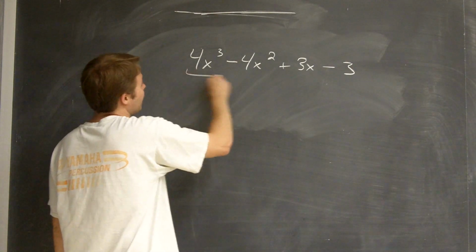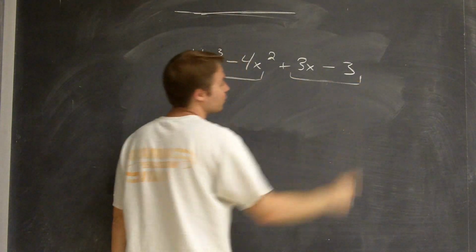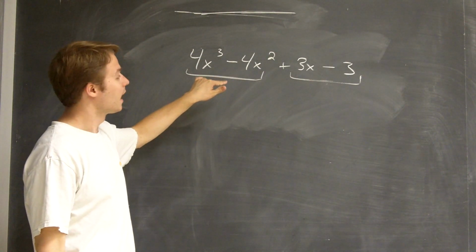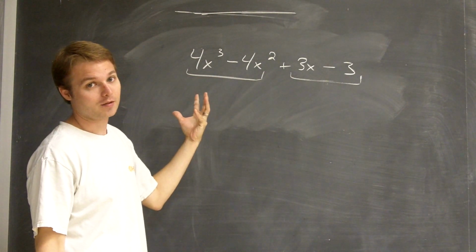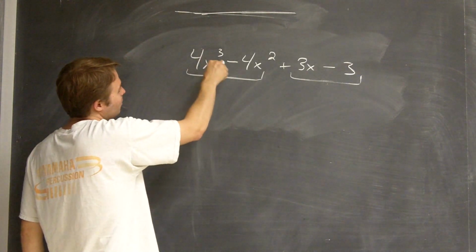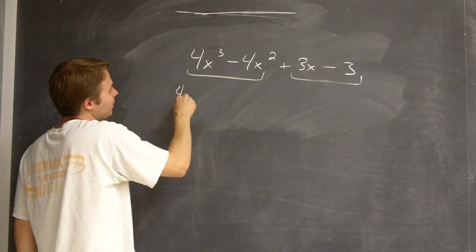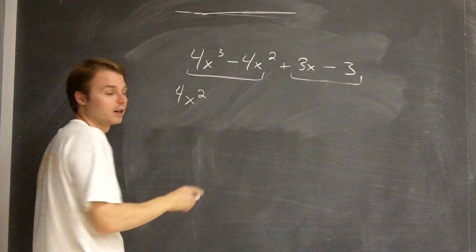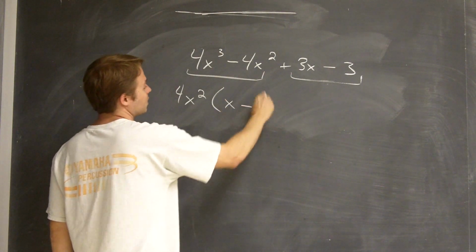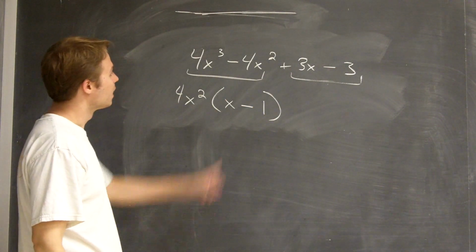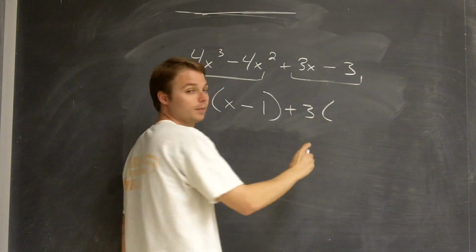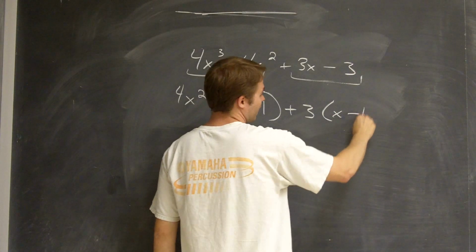The idea is that if I group these in smaller groups, the groups will have common factors, and then I can try to factor common factors out of these smaller groups. For example, here I have 4x cubed minus 4x squared. I could definitely factor out a 4x squared as a common factor, and I'll be left with x minus 1. And then here, 3x minus 3, I can factor out a positive 3, and I'll be left here with x minus 1.